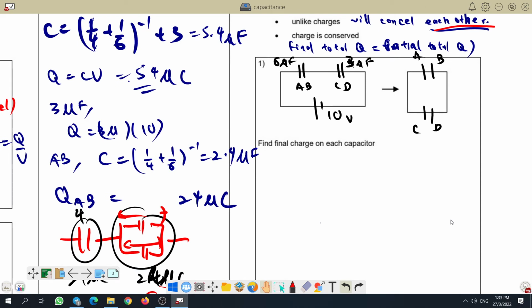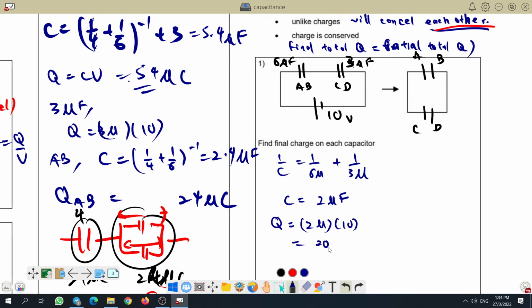So kalau begini, first kita mau tahu dia punya charge. So kalau in series dia 10 volt, kita tak tahu voltnya kan. So ini kena guna formula lah. Kan? So 1 over C, 1 over 6 micro, 1 over 3 micro. So C equals to 2 microfarad. So Q equals to 2 microfarad times 10 volt. So you get 20 microcoulomb.